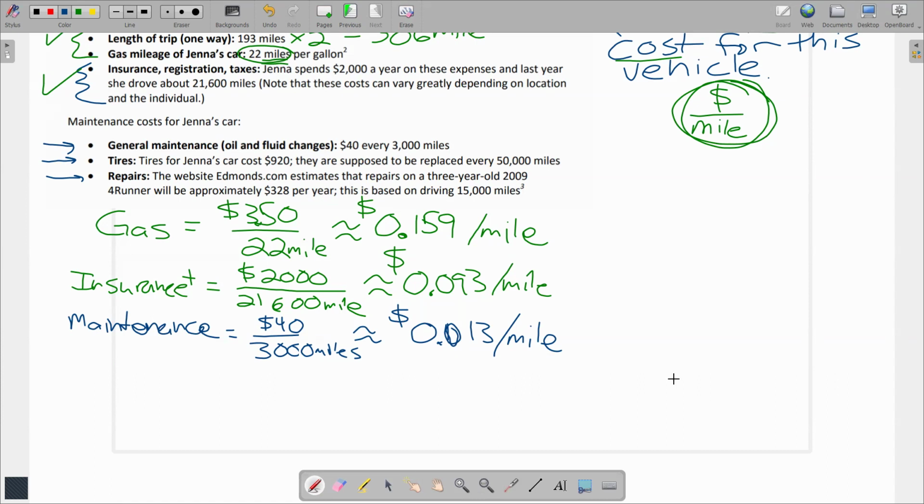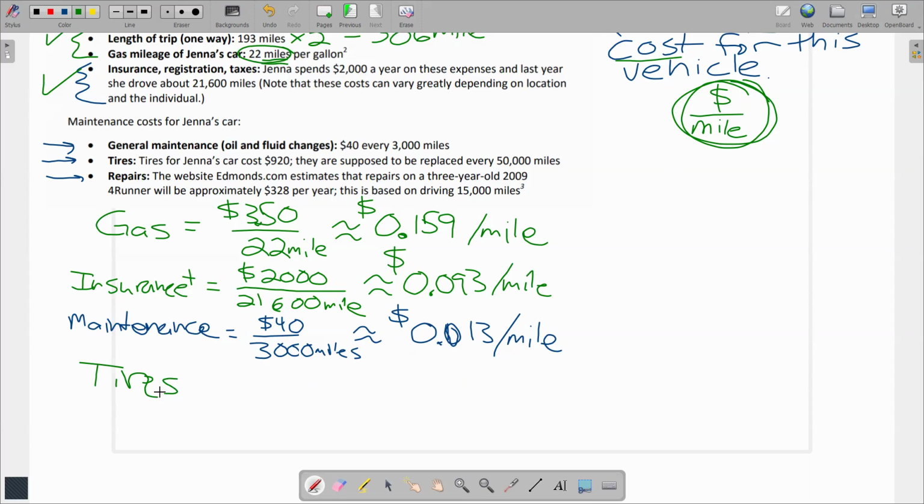Yeah, okay, so let's see, tires is next. Tires for Jenna's car cost $920. They're supposed to be replaced every 50,000 miles. Right, and has anyone bought tires recently? No. Last time I bought tires, I went to Les Schwab because I had a blowout on my Subaru and they said you have to replace all four. They said you can buy the 40,000 mile tire, the 50,000 mile tire, the 70,000 mile tire, and the price kept going up. It was like 600, 800, 1,000, 1,500. It was like, oh, help me.